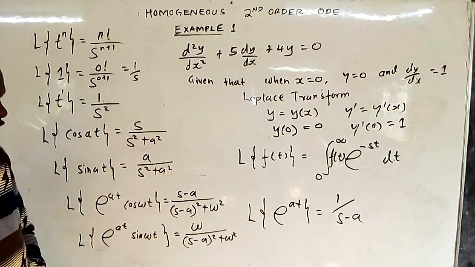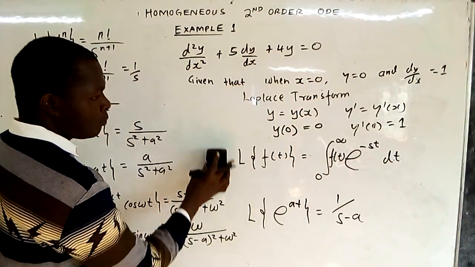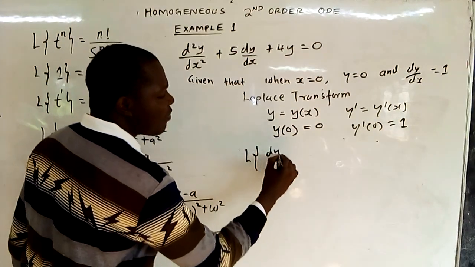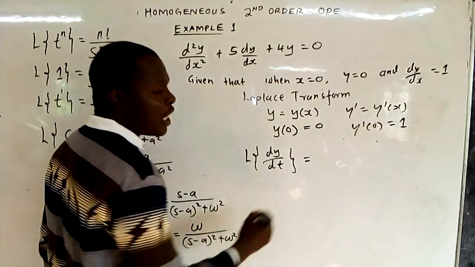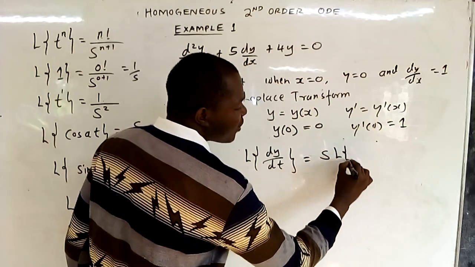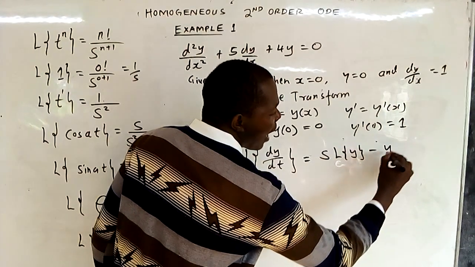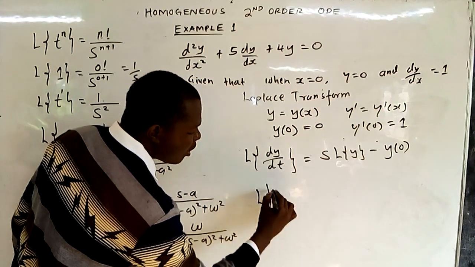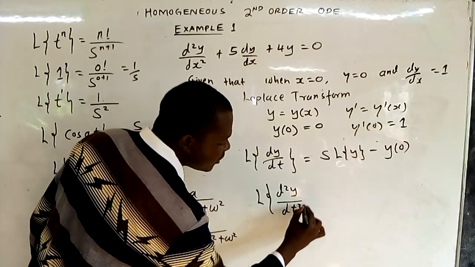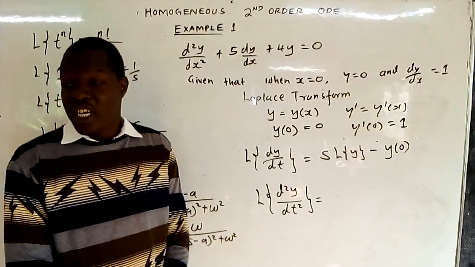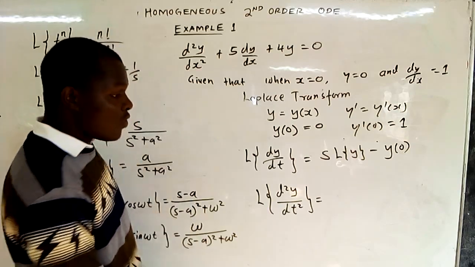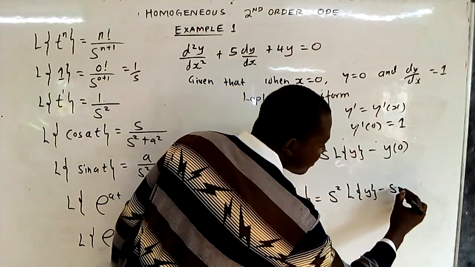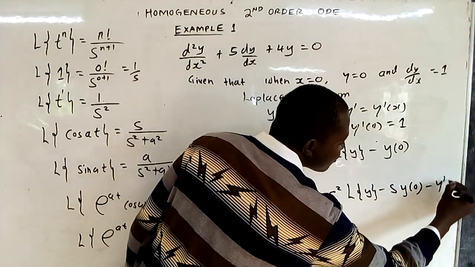If you do this integration, we go on. If you're looking for the Laplace transform of the first derivative dy over dt, then you get the Laplace transform of y, times s, minus y of 0. When you are looking for the Laplace transform of d squared y over dt squared, you will find they are actually integration by parts. If you can do that, you will get s squared times the Laplace transform of y, minus s times y of 0, minus y prime of 0.